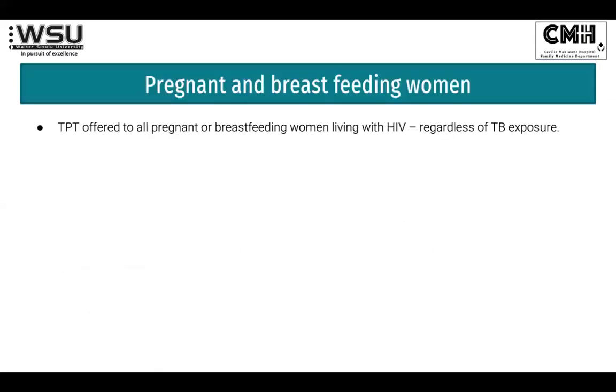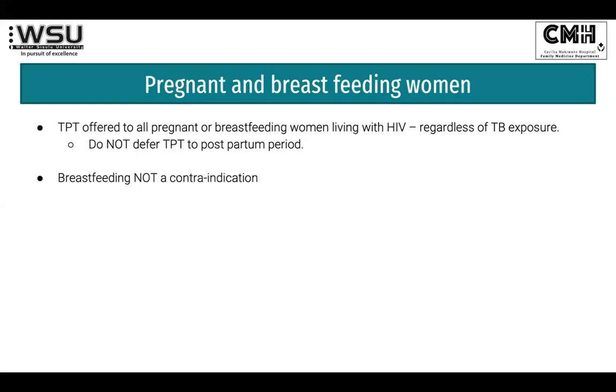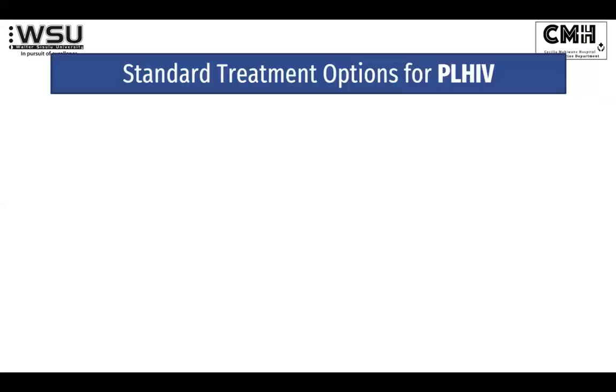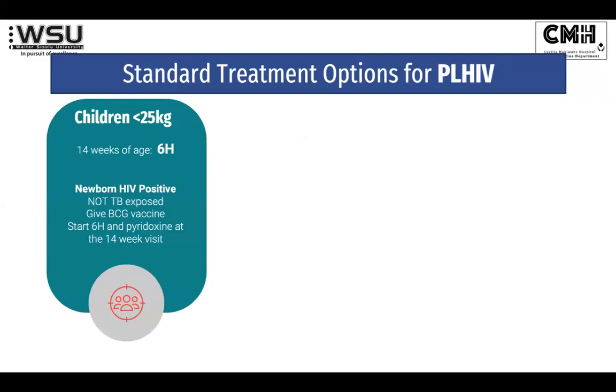Pregnant and breastfeeding women, so that's the other change. In the previous ART guidelines, and this is also changed in the current ART guidelines, the CD4 350 threshold has fallen away for TPT. And there's again a very strong recommendation that we do not defer the TPT. So all pregnant women living with HIV, regardless of TB exposure, are going to be offered TPT, and we're going to do that GeneXpert, work them up for TB, and breastfeeding is not a contraindication. So there are three standard treatment options for people living with HIV, and it basically has to do with the groups you're in.